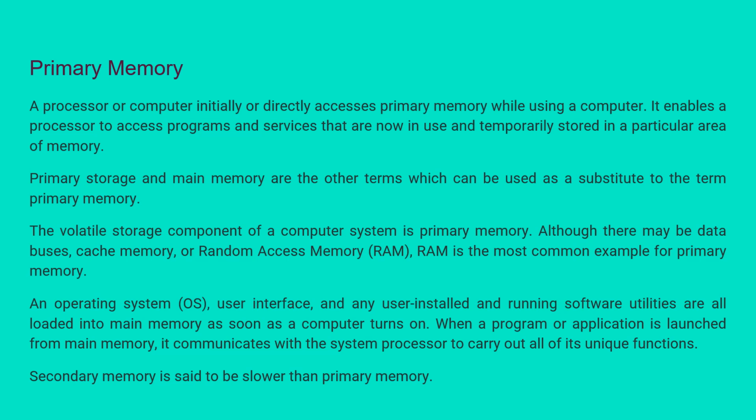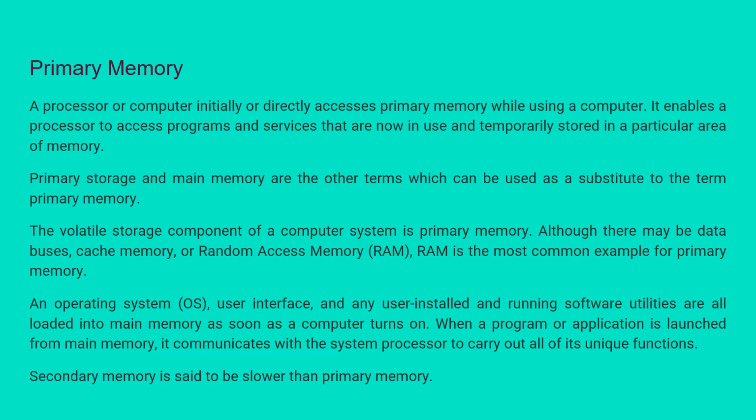Primary memory is the epitome of volatile storage in a computer system. Even though there are components like data buses and cache memory, the most common example that comes to mind is random access memory or RAM. It's like the short-term memory for our devices, holding information temporarily for quick access.